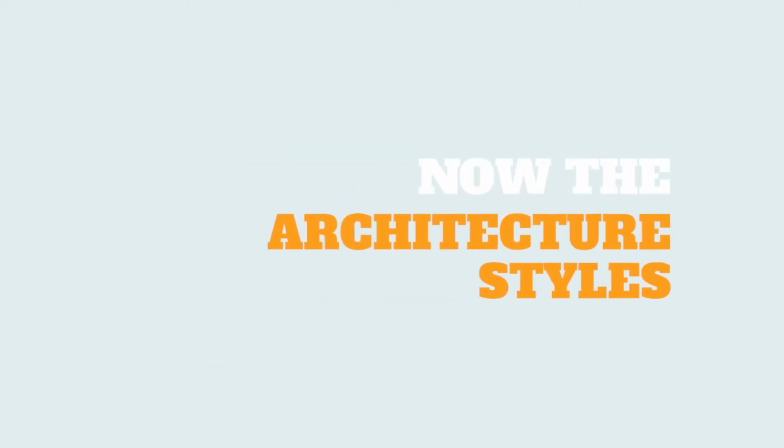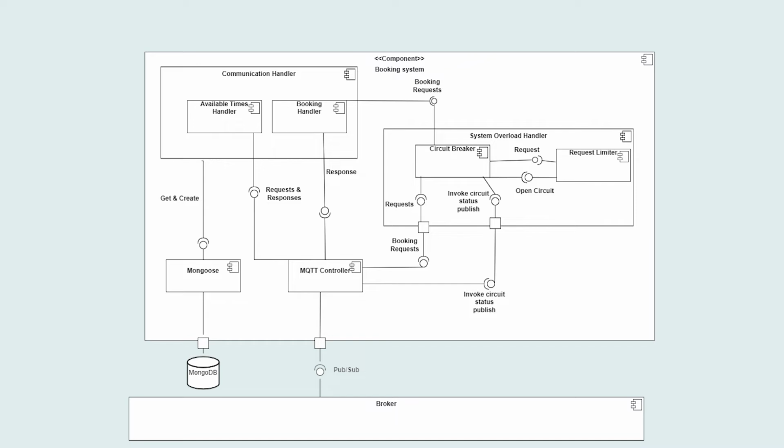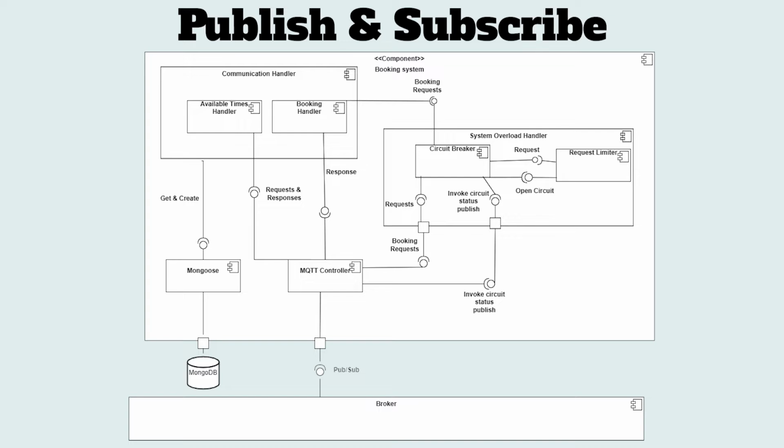Now the architectural styles. In this project, we used 4 different architectural styles, and the first one is Publish and Subscribe. Publish and Subscribe is used to enable components to communicate with each other in a manner that ensures distributed transparency. It also allows us to design our system in an event-driven manner. For example, if a user makes a booking, we consider that to be an event.